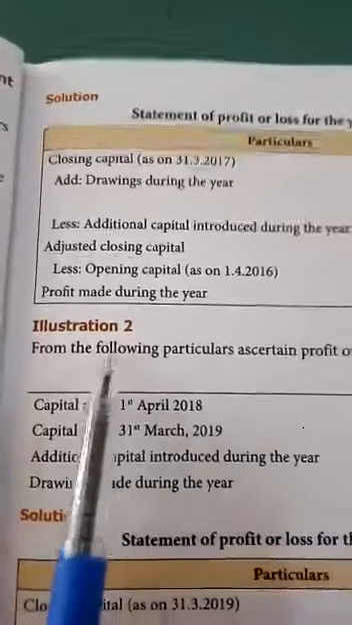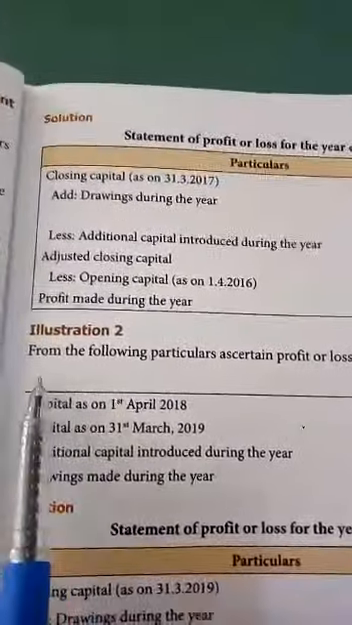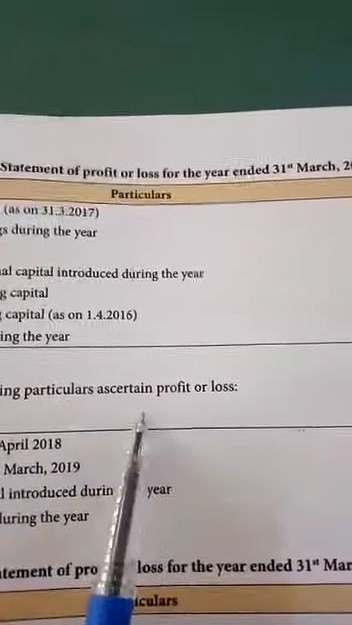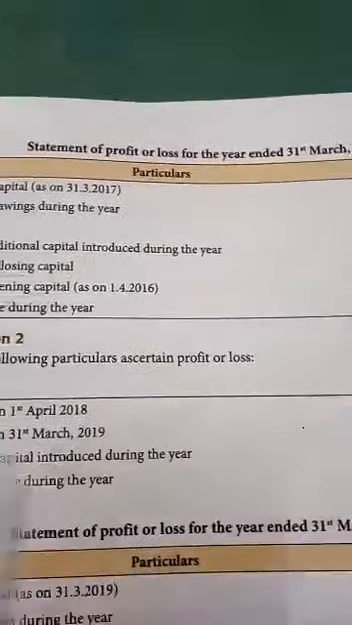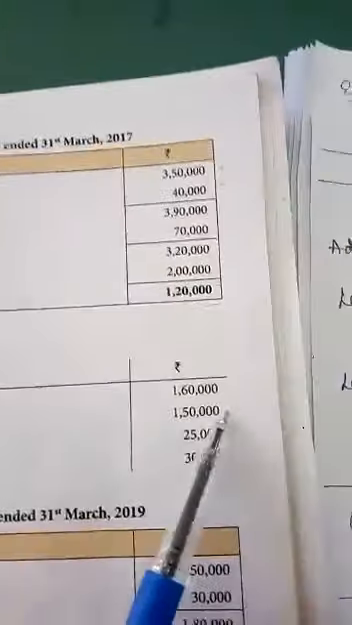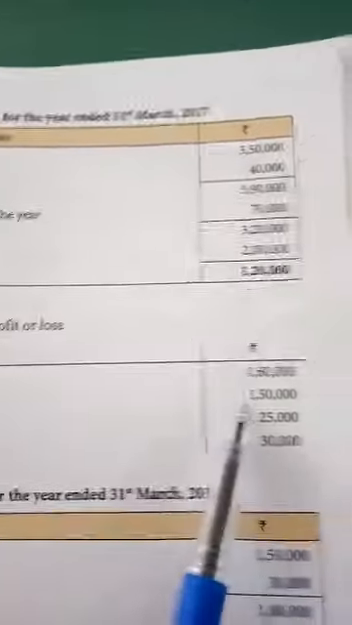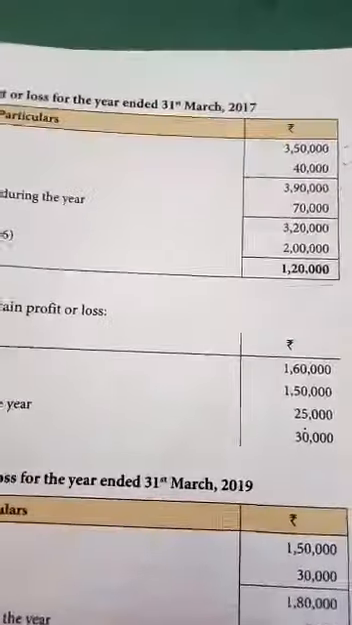Now let me explain illustration 2. Now this is same as illustration 1, but there is a little difference. From the following particulars, ascertain profit or loss. Capital as on 1st April 2018, 1,60,000. Capital as on 31st March 2019, 1,50,000. Additional capital introduced during the year, 25,000. Drawings made during the year, 30,000.